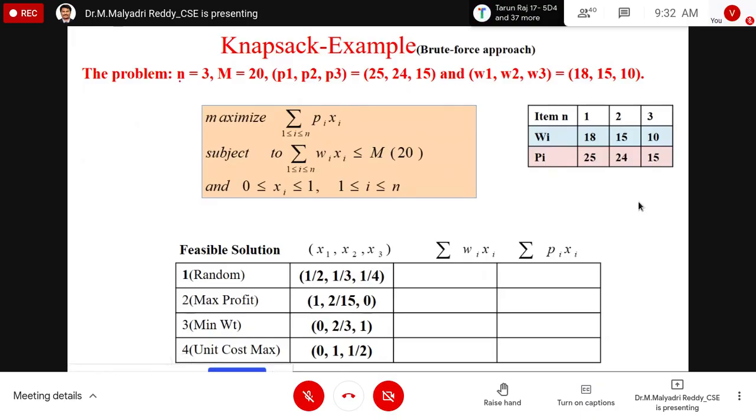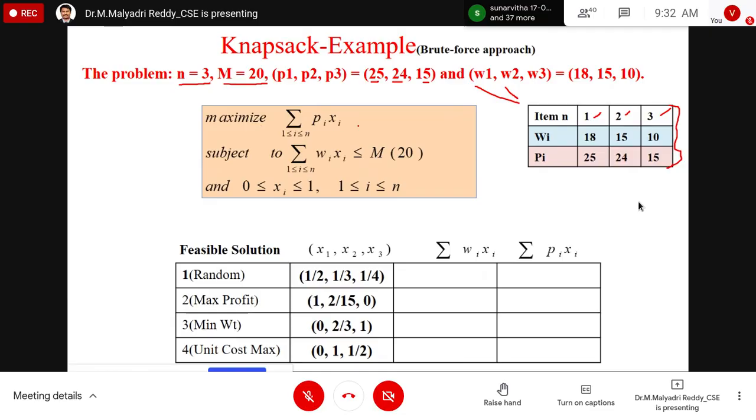Suppose we have 3 objects. Bag capacity is 20, and the profits are 25, 24, 50 for the corresponding items 1 to 3, and the weights are 18, 15, 10. That will be represented in tabular form like this. Items 1, 2, 3. n is equal to 3. 3 objects are available. Weights are 18, 15, 10. Profits are 25, 24, 50. These are all the given data.